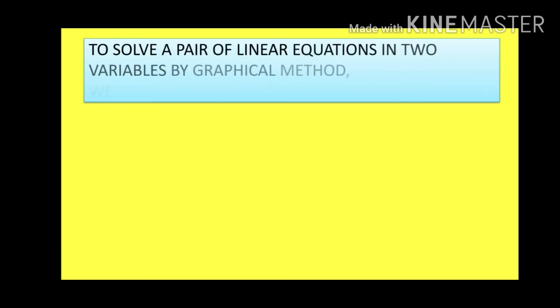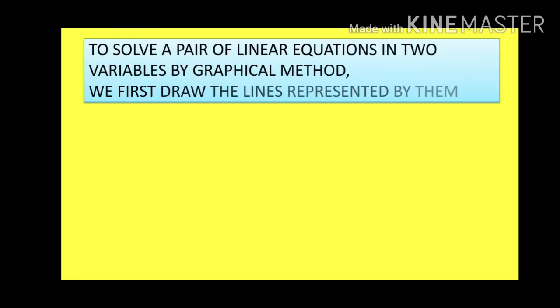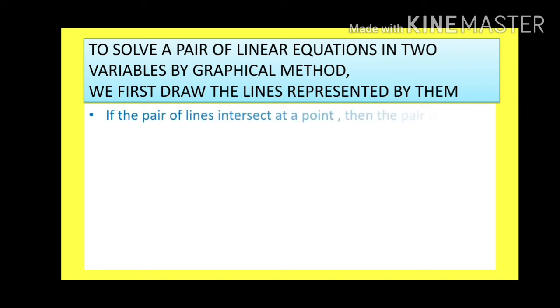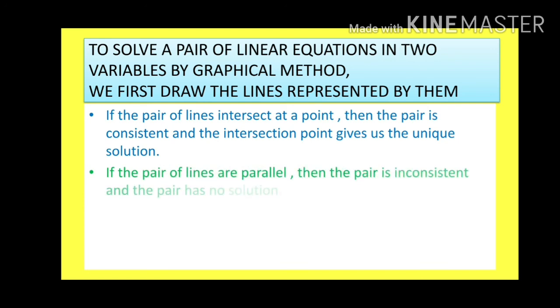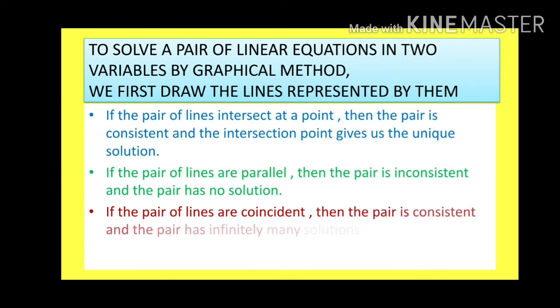So we can say that to solve a pair of linear equations in two variables by the graphical method, we first draw the lines. Once we draw the lines, if the lines intersect at a point, then the pair is consistent and the intersection point gives us a unique solution. If they are parallel, it is inconsistent and has no solution. And if they are coincident, meaning one upon the other, the pair is consistent, but it has infinitely many solutions.